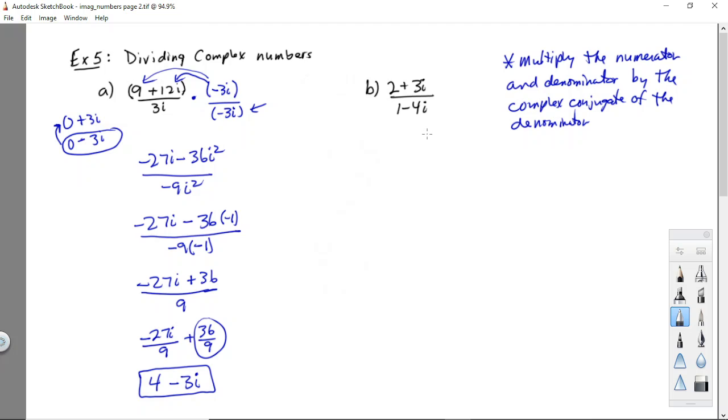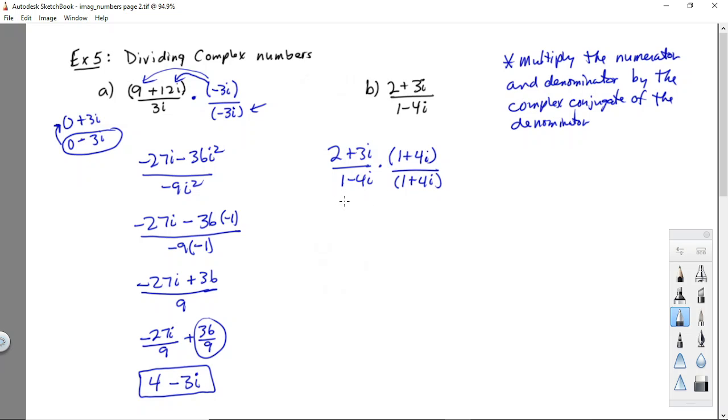Now, the complex conjugate, we're going to see where that comes from now. We have 2 plus 3i over 1 minus 4i. And so we say multiply top and bottom by the complex conjugate of the denominator. So let's just do the drill, and then I think you'll see why this is the way you do it. So you have 1 plus 4i over 1 plus 4i. And that is the complex conjugate of the denominator.